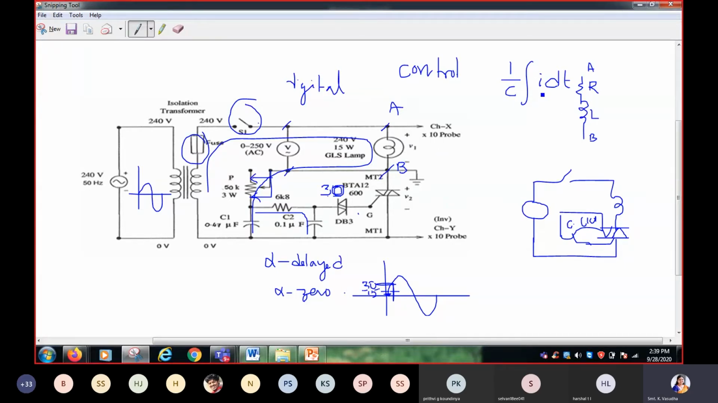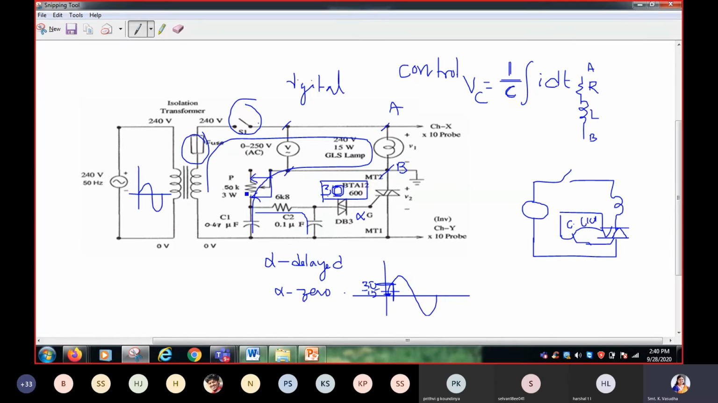We already know the voltage across the capacitor is given by 1 by C integral I dt. It indicates that, depending upon the current flowing through the capacitor, the voltage across the capacitor will be decided. If the current flowing through the capacitor is at a faster rate, then the capacitor charges faster and its voltage reaches 30 volts faster. Then the diac turns on faster, and alpha will be nearing 0.